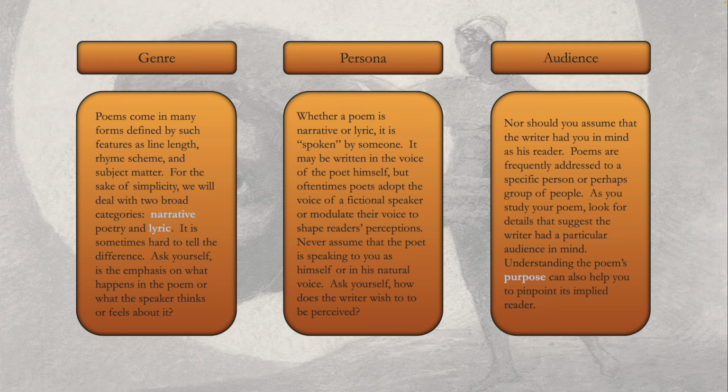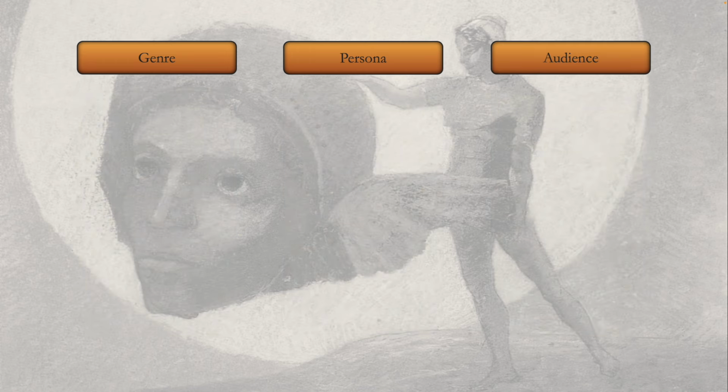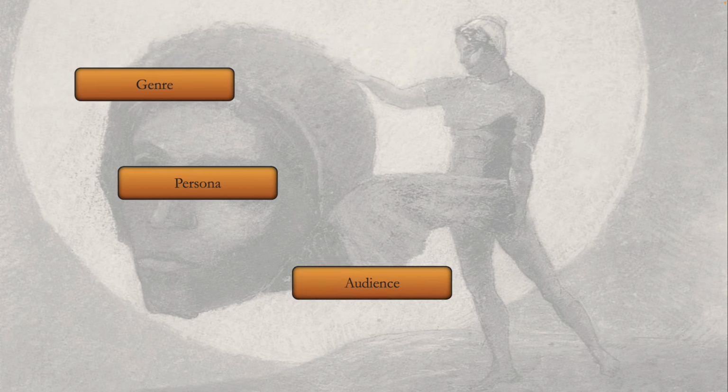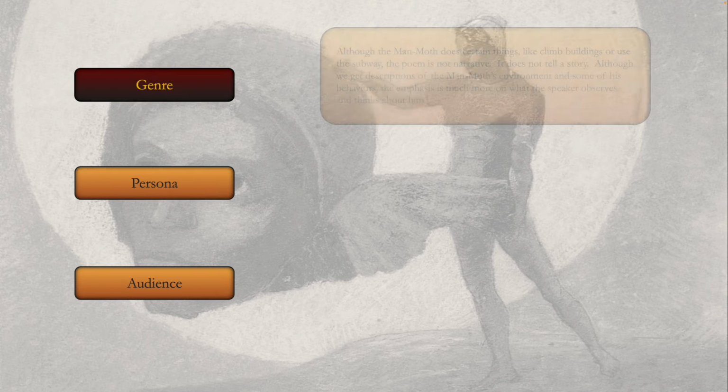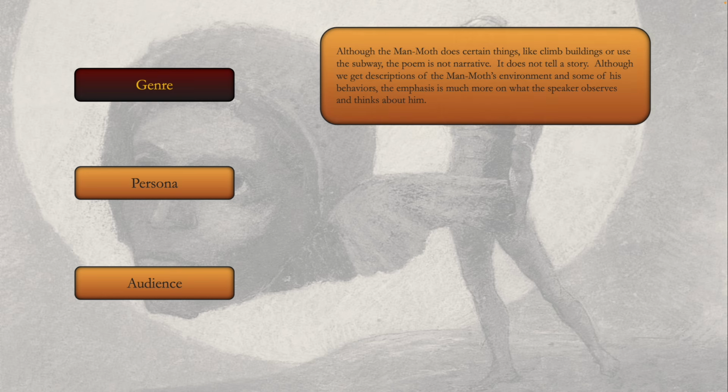But first, we're going to talk about the genre, persona, and audience of our poem, The Man Moth. So although the man moth does certain things, and I'm talking about the figure of the man moth, the character of the man moth, he climbs buildings, he uses the subway, but I would not call this poem narrative. It doesn't really tell a story. We do get descriptions of the man moth's environment and some of his behaviors, but the emphasis in the poem is much more on what the speaker observes and thinks about him. So I would categorize it as a lyric poem.